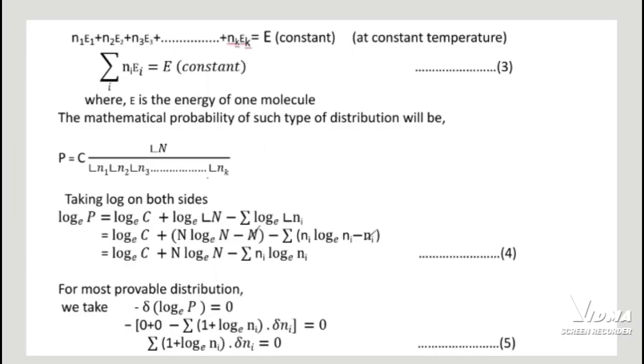For the most probable distribution we take delta log P is equal to 0. We differentiate equation 4 with respect to delta Ni. The differentiation of the constant terms is 0. So summation of 1 plus log Ni into delta Ni is equal to 0. That is equation number 5.